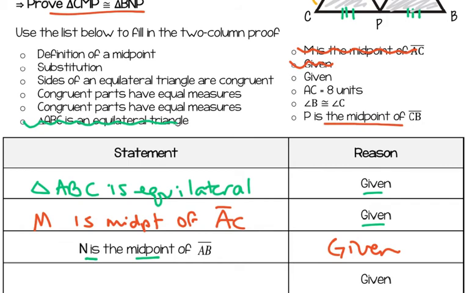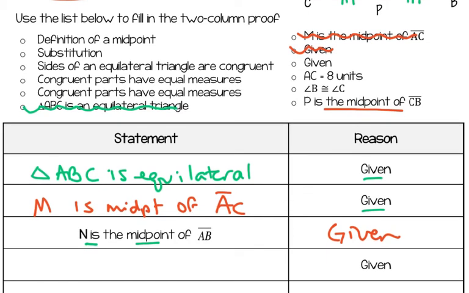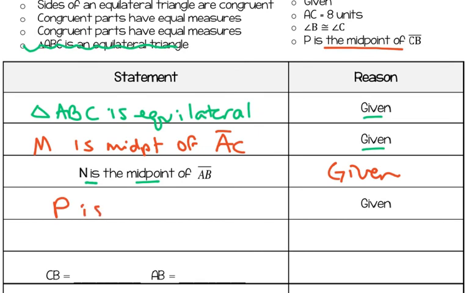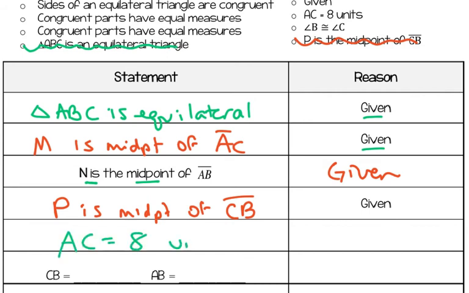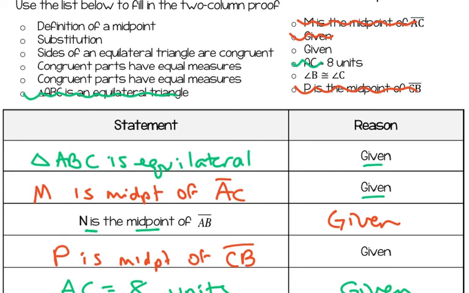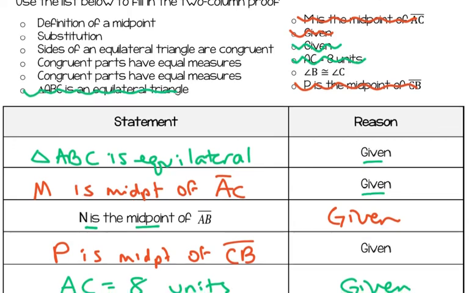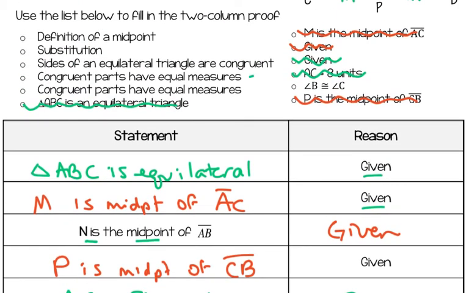It wouldn't be wrong if you did AC equals 8 units, but we're just going in order, so that would make more sense. So P is the midpoint of CB. Let me cross that off my list here. Then I'm going to say AC is equal to 8 units, and the reason for that is given. So I actually get to cross 2 things off my list here. All I've done so far is list my givens, but I was able to cross a lot of things off the list. You'll notice that some things are listed twice, and that's just because you're going to use them twice.